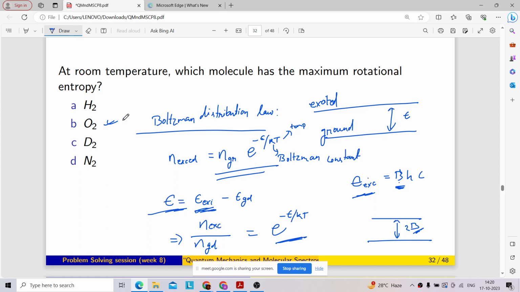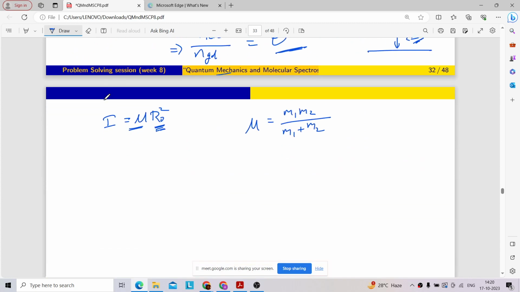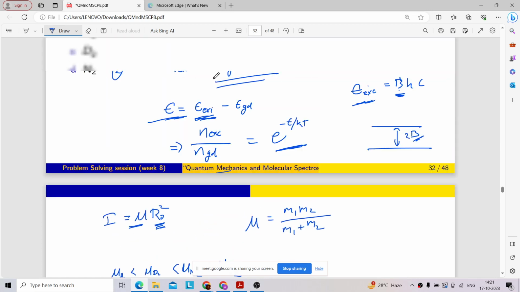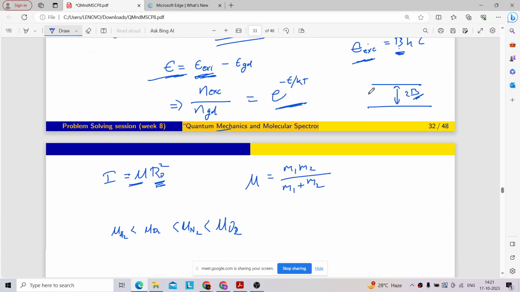Oxygen. Okay, this is the heaviest one. The second heaviest will be nitrogen, then the third heaviest will be deuterium, and the fourth heaviest will be hydrogen, right? So if I calculate their reduced mass, then what will I get? Mu of hydrogen is less than mu of deuterium, less than mu of nitrogen, less than mu of oxygen, right? Now our excited state energy is dependent on B.